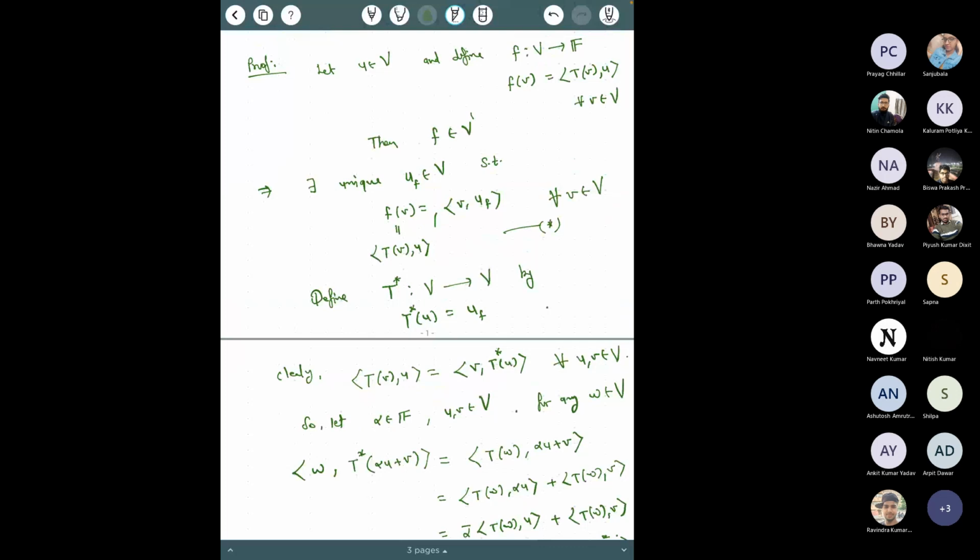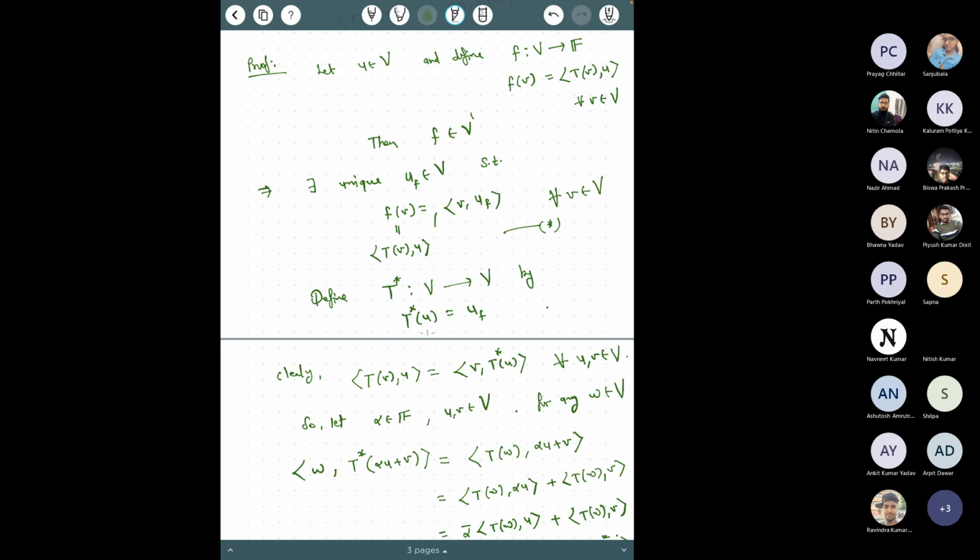So where did we use the fact that V is finite dimensional? Yes, in the existence of this vector. If V is infinite dimensional, we can do something similar up to this step. But then we are not sure whether there exists this vector u such that we can write it in this way. Therefore the same proof will not work if we change V from finite dimension to infinite dimension.